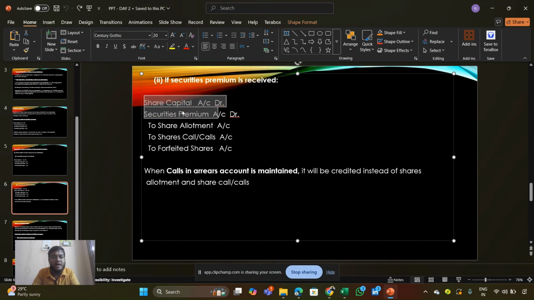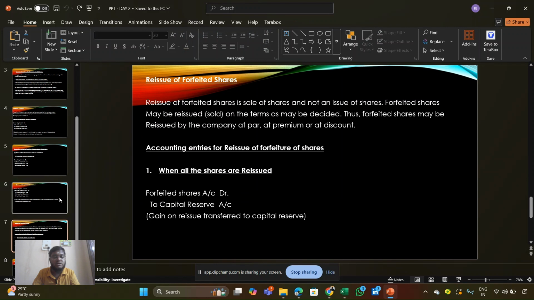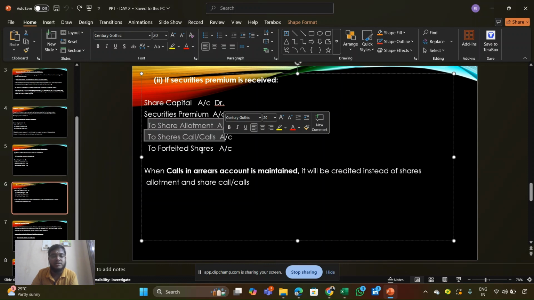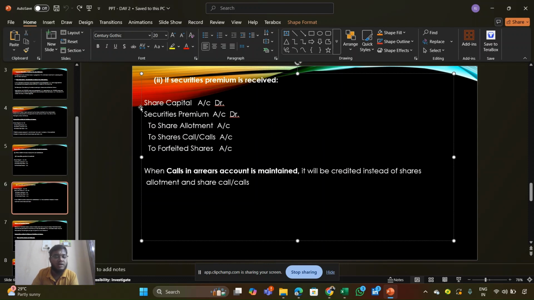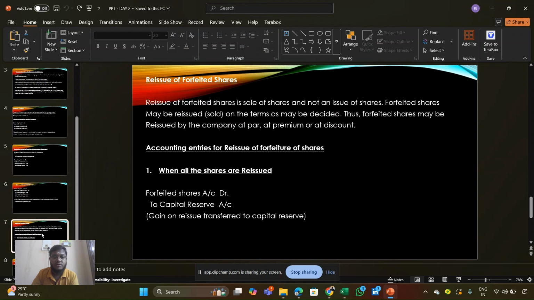Share capital account debited, securities premium debited, to share allotment, to share first and final calls amount, to forfeited shares. If the calls scenario is maintained, then as I said, it will be credited instead of share allotment and share calls. These two will be clubbed and mentioned as calls. So this is the entry for forfeiture of shares issued at a premium.